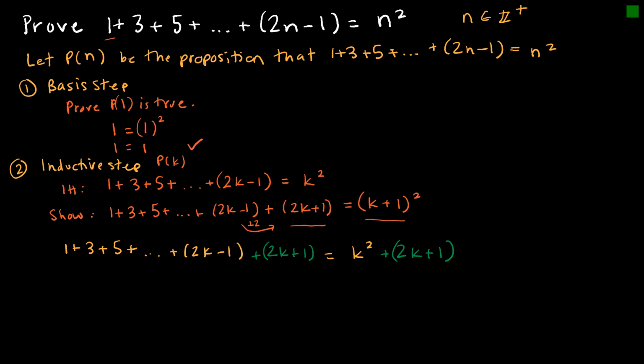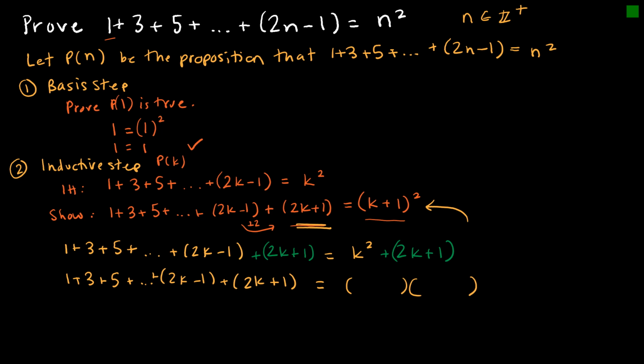Now, on the left side, this is exactly what I wanted. I have the same series or progression that I had before, and all I've done is now add 2k plus 1, which is what I wanted to get to. And on the right side, I'm trying to see if that is in fact equal to k plus 1 quantity squared. And so what I'm looking at is I have three terms, k squared plus 2k plus 1, and it looks like I can factor those.